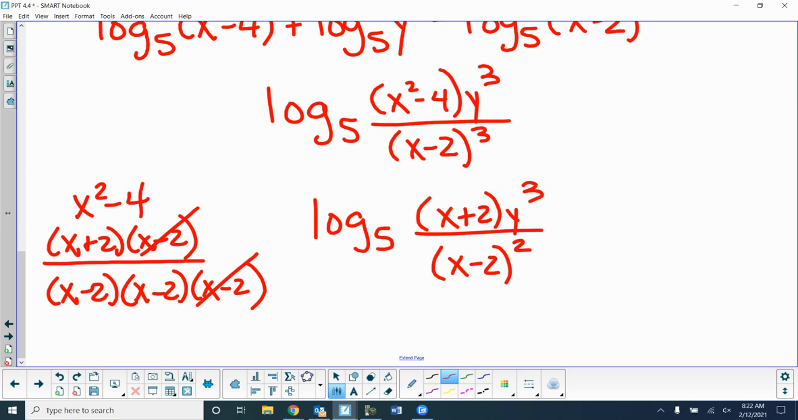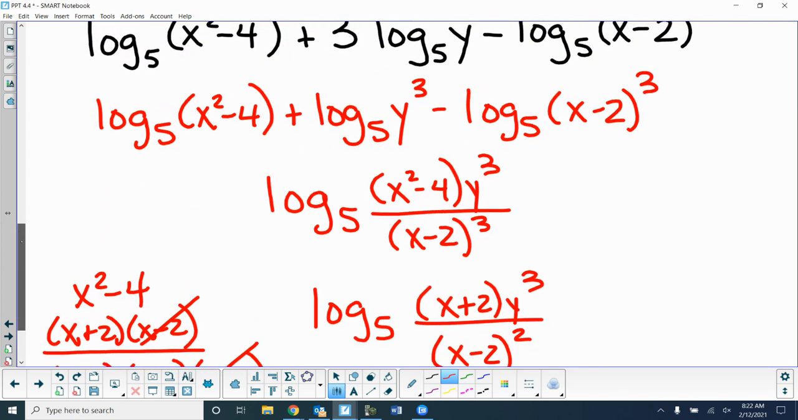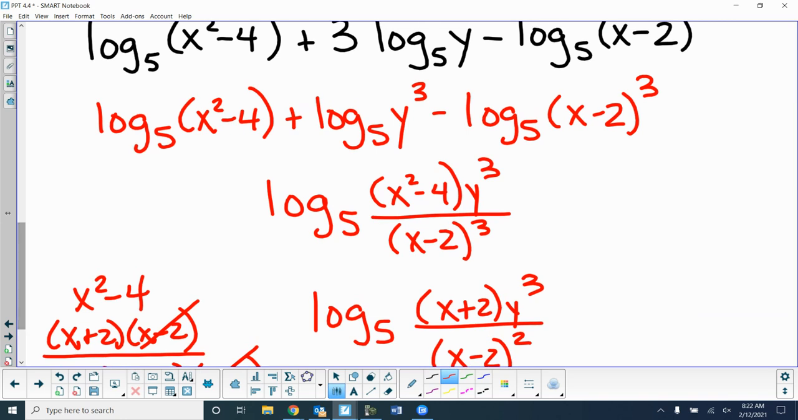Addition, you change to what? Multiplication when you condense. Subtraction, you change to division. If you're expanding, when you see multiplication, you change to addition. When you see division, you change to subtraction. If you see exponents, you move them out front, Holly. Can't quite get it all. I'm writing too big. Get it all on there.